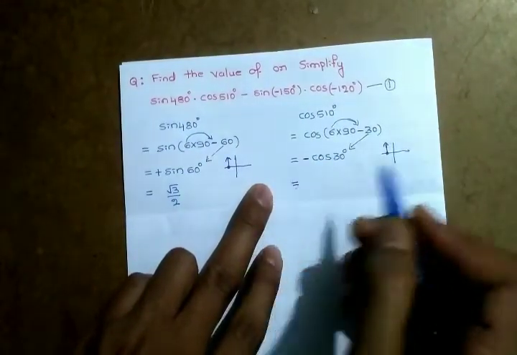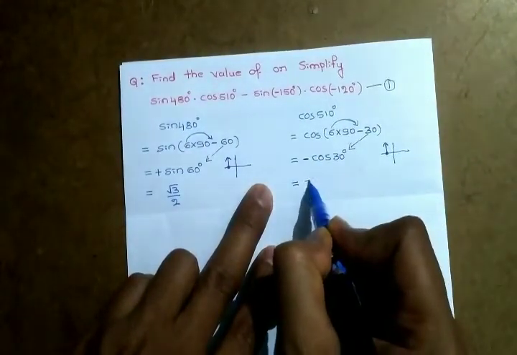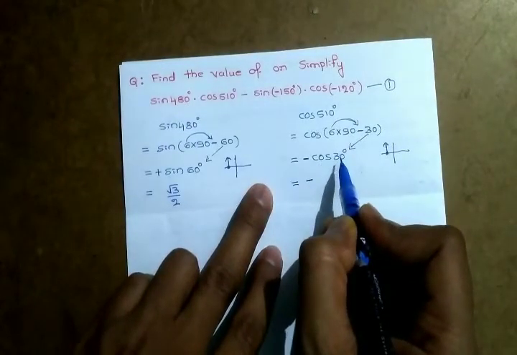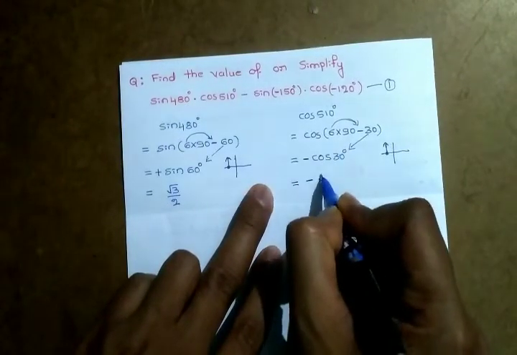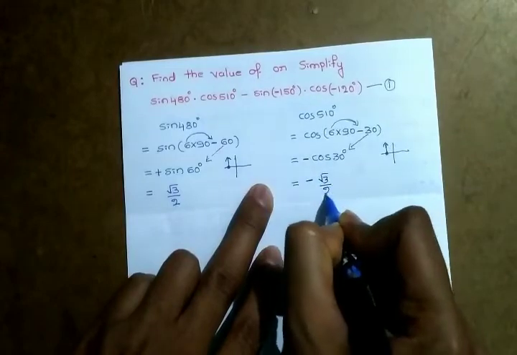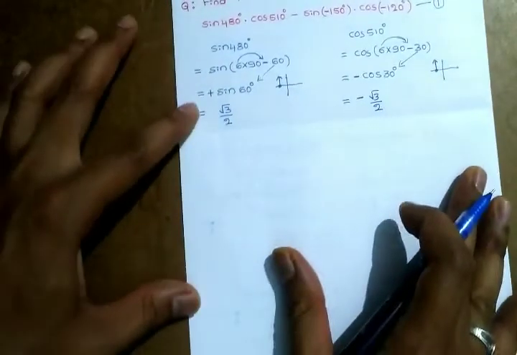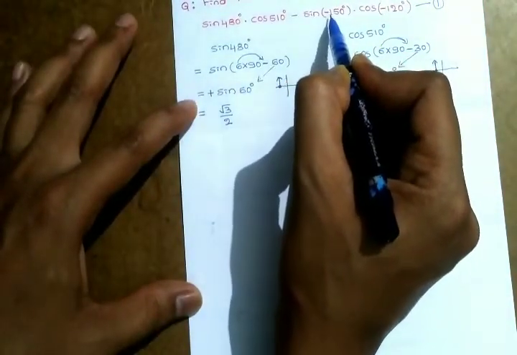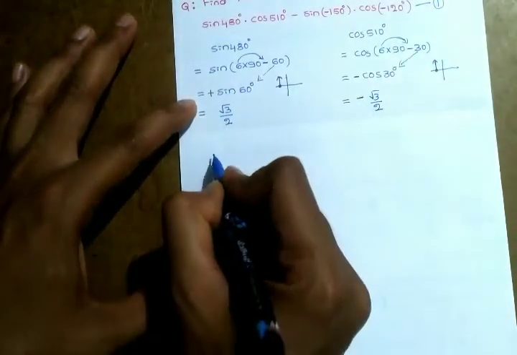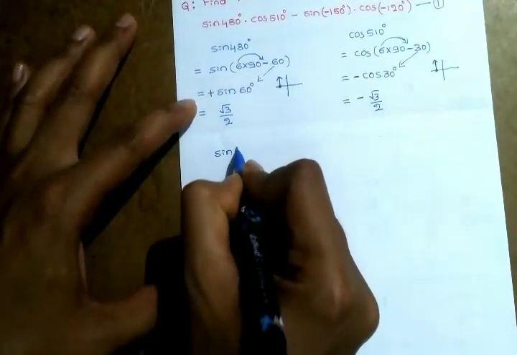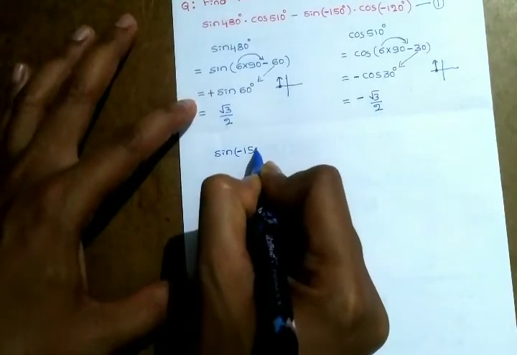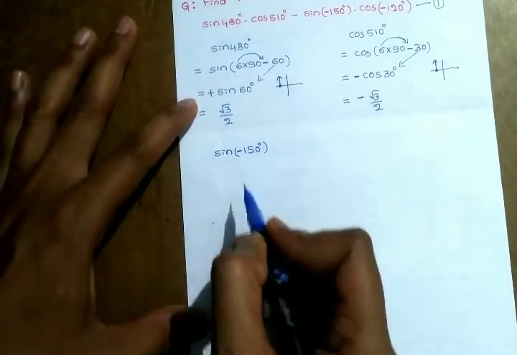So which is equals to, next again minus sign, keep it as it is. Cos 30 degree value in that table is root 3 divided by how much here? 2. So next third one, sine minus 150. So sine minus 150 degree. So here sine minus 150 is there.